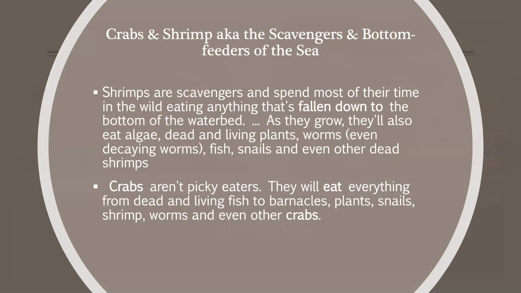Shrimp are scavengers and spend most of their time in the wild eating anything that's fallen down to the bottom of the waterbed. As they grow, they'll also eat algae, dead and living plants, worms, decaying worms, fish, snails, and even other dead shrimps. Crabs aren't picky eaters either. They will eat everything from dead and living fish to barnacles, plants, snails, shrimps, worms, and even other crabs.